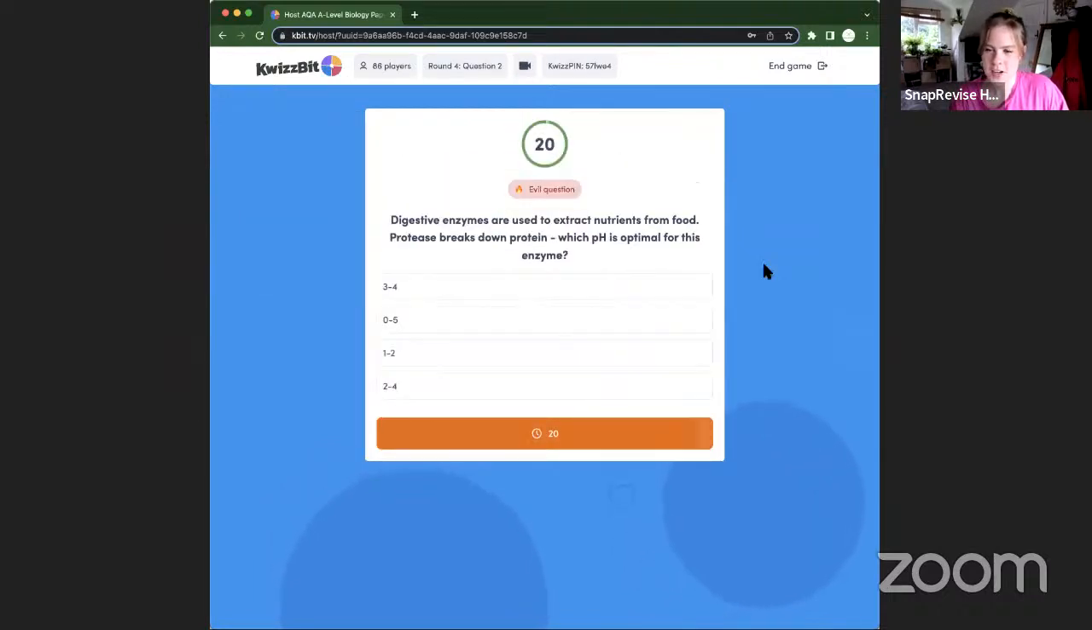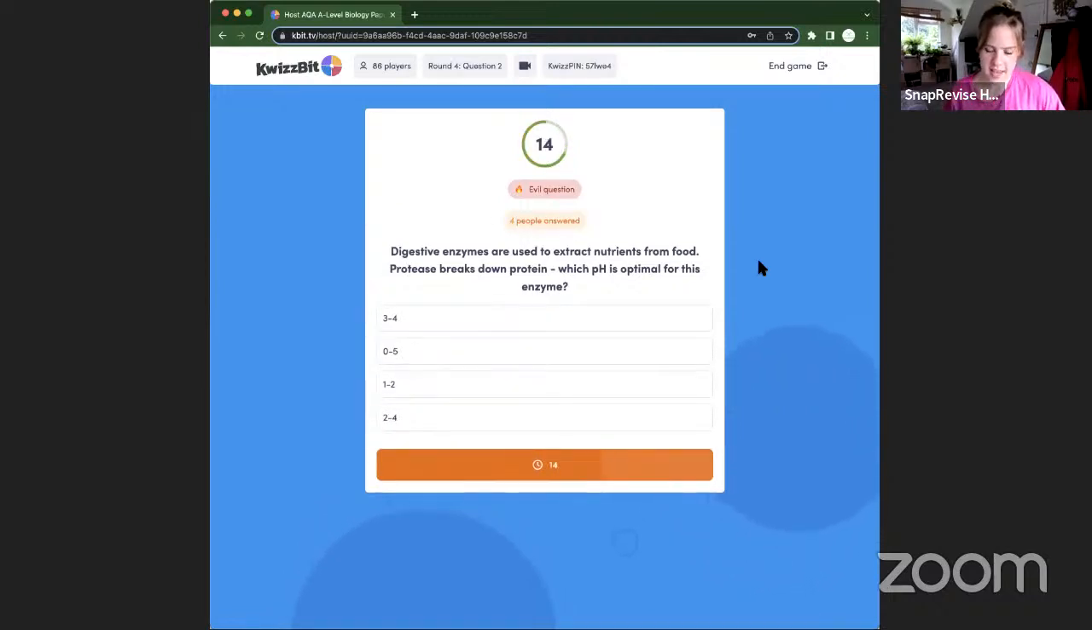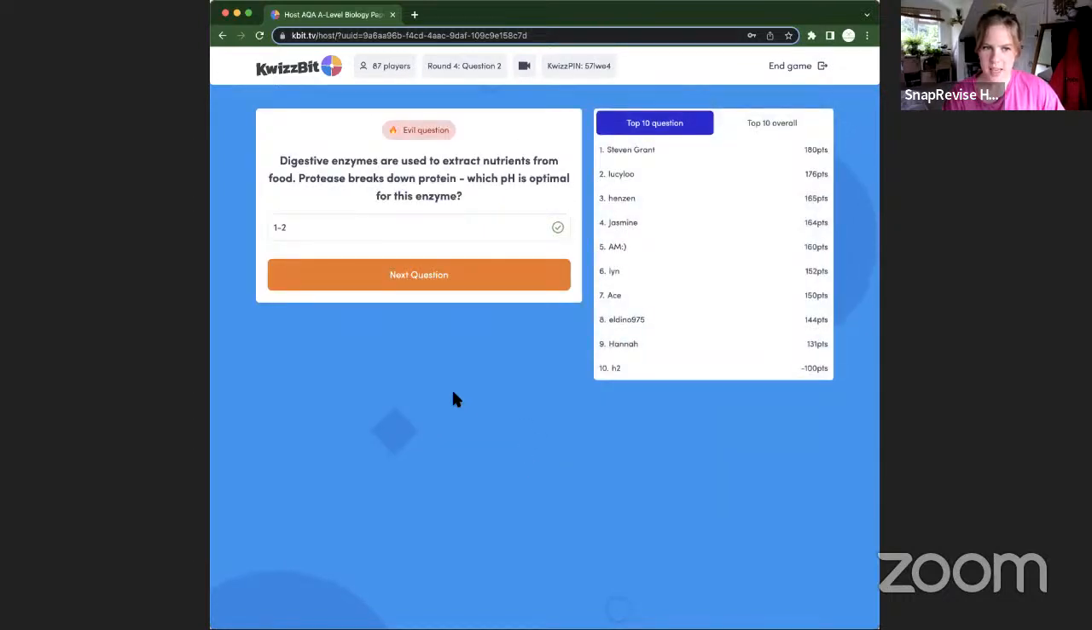Digestive enzymes are used to extract nutrients from food. Protease breaks down protein. Which pH is optimal for this enzyme? The vacuole is as well, but it's just that difference in the cell wall thickness of the guard cells that really helps them do the job that they do. The answer for that is pH 1 to 2. That's the same as the hydrochloric acid that's found in the stomach. And remember that your stomach has a mucus lining to prevent you from digesting yourself.